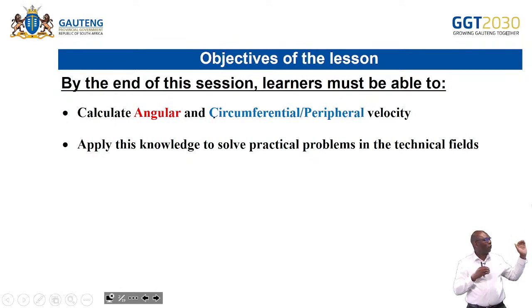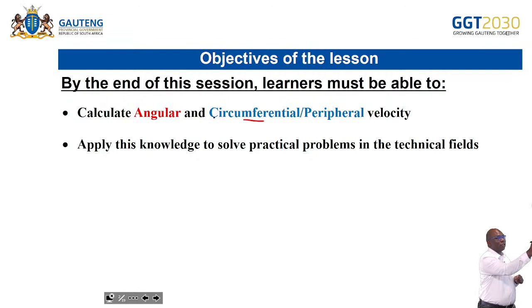We must be able to calculate the angular and circumferential velocity. The circumferential velocity is sometimes called the peripheral velocity. So if you see these words, please make sure that you understand them, so that you are able to choose the correct formula. So we've got the angular velocity, and also the circumferential velocity, and we'll be looking at the formula there. So we must be able to calculate that.